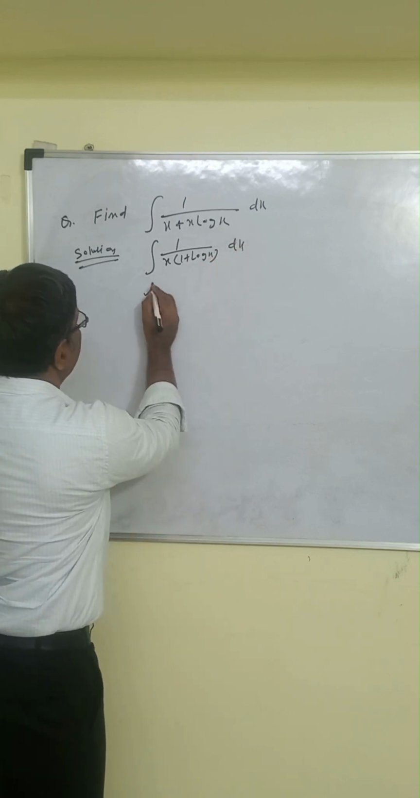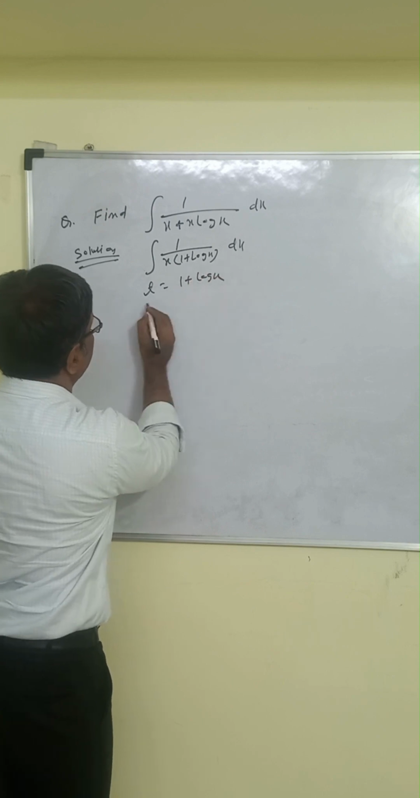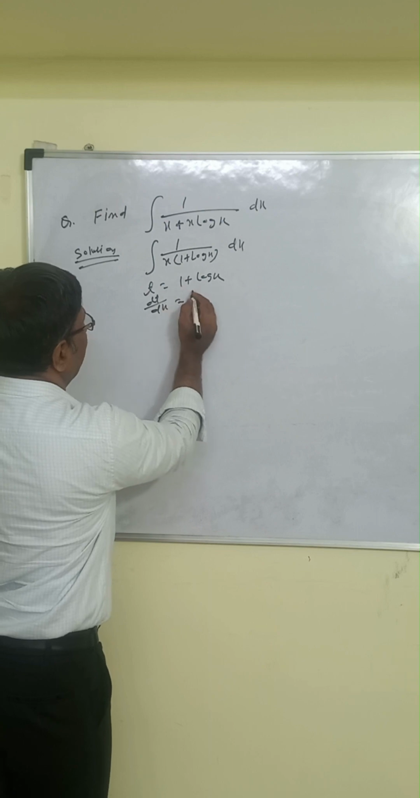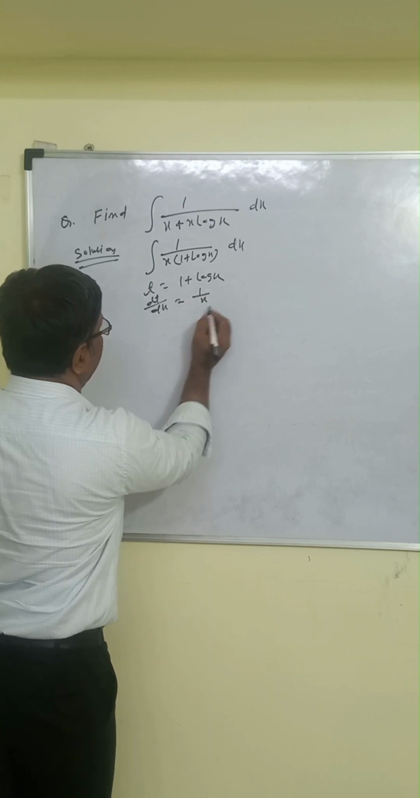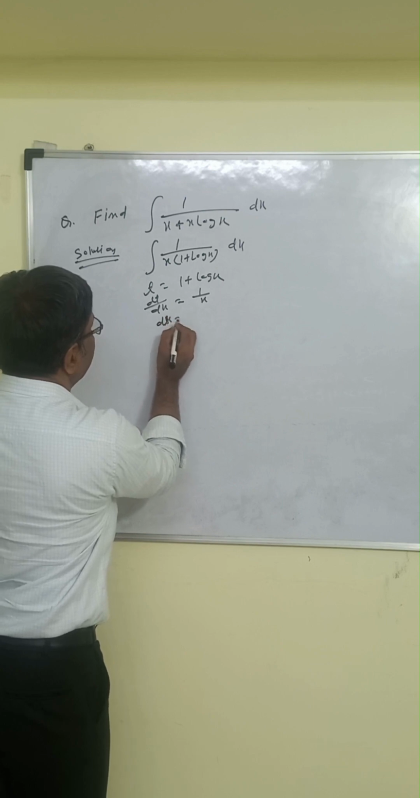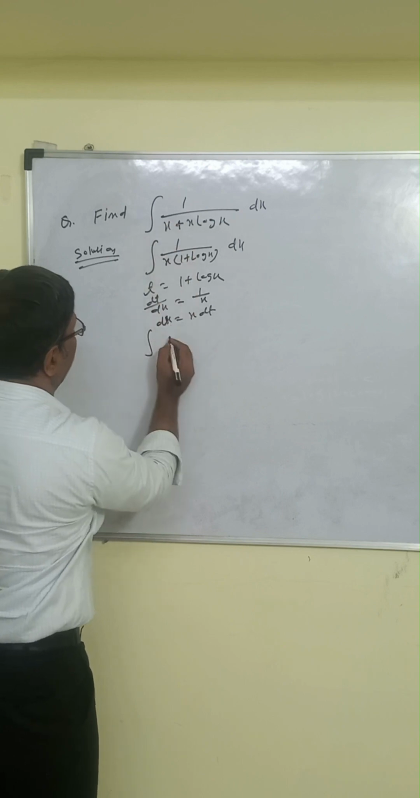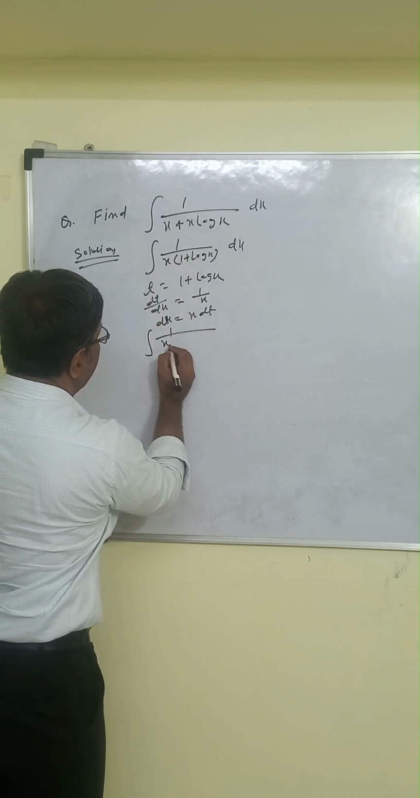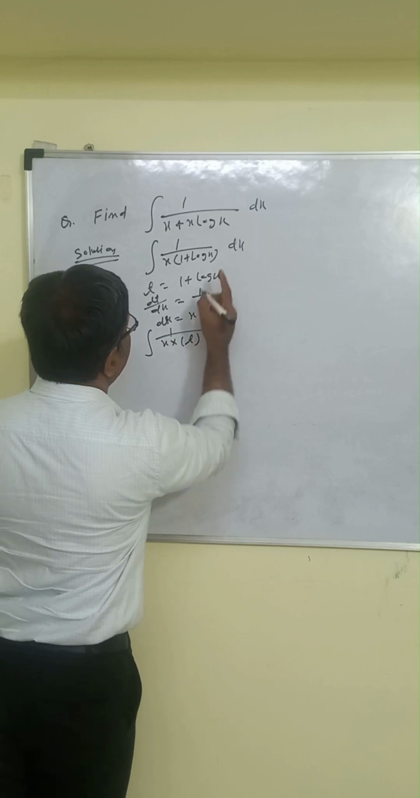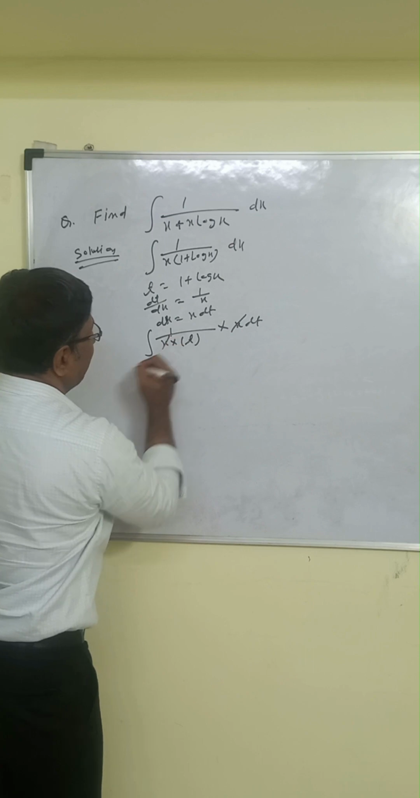Now substitute t equal to 1 plus log x. So dt by dx is what? The derivative of 1 is constant 0, and log x is 1 by x. So we can write dt equal to dx by x, so dx equal to x dt. Now in the integration, we have x into 1 plus log x, which we have written as t, and dx equals x dt. So this x and x cancel out.